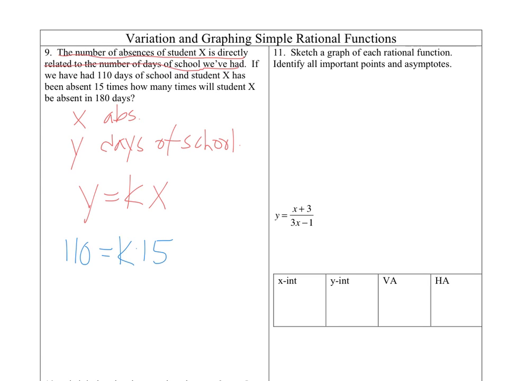Okay, I can solve for k now. So to get that, I'm going to divide by 15. And I end up getting... both of those are divisible by 5. The bottom is going to be 3. The top is going to be 22, and that's not reducible. Okay, so k is 22 over 3. So I'm going to write this as y is equal to 22 over 3 x.